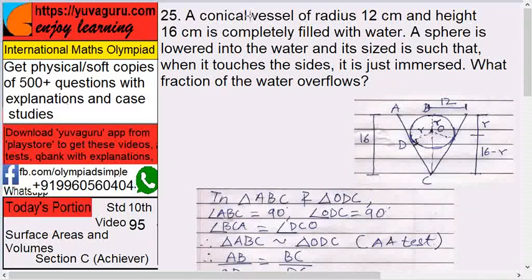Next, a conical vessel of radius 12 centimeter and height 16 centimeter is completely filled with water. Means this is a cone. It is completely filled with water. Radius 12, height 16. Okay.